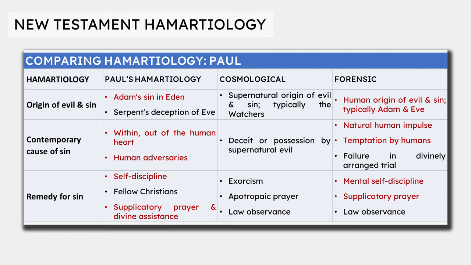Now let's compare Paul's views with the hamartiology of forensic dualism. In the hamartiology of forensic dualism, there is a human origin of evil and sin, typically Adam and Eve. Contemporary sin results from the Yetzirah, a natural human impulse, or by temptation by humans, or failure in a divinely arranged trial. In the hamartiology of forensic dualism, sin is avoided through mental self-discipline, supplicatory prayer, and law observance. That's quite clearly a much better match. On the basis of this evidence, I argue that Paul's hamartiology aligns him with forensic dualism rather than cosmological dualism.